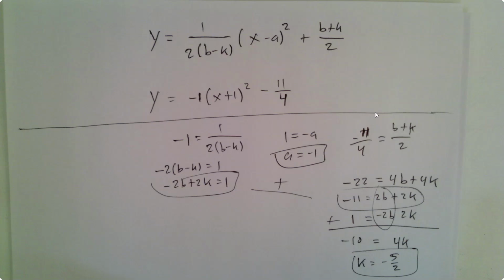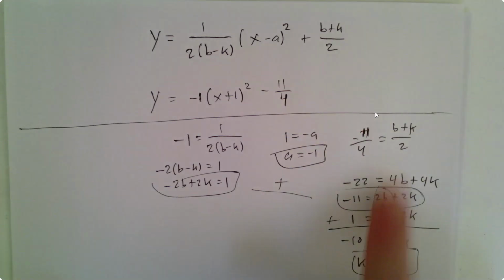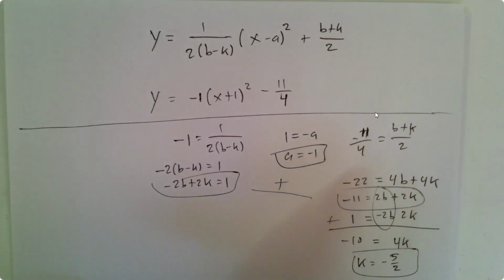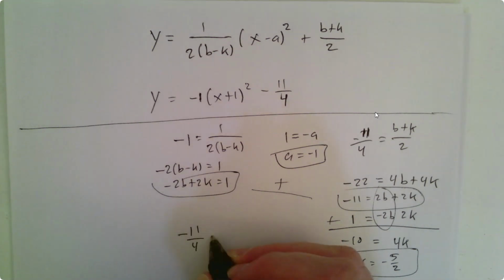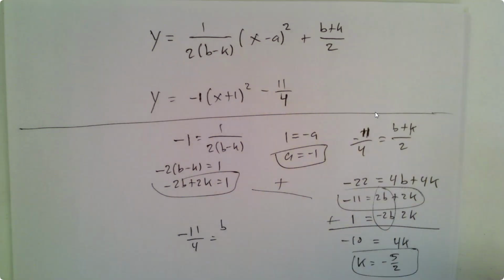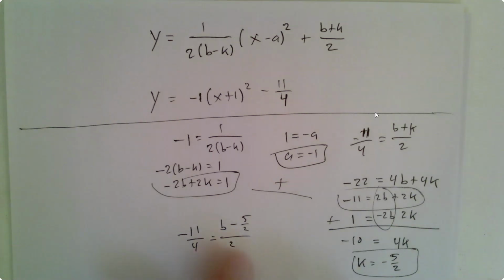So we found k. Now we can go back and figure out what b needs to be. I guess I'll substitute back in, sure, why not, up here. So we had -11 fourths is b plus k, but now we know that k is -5 halves over 2. Let's multiply by 2.